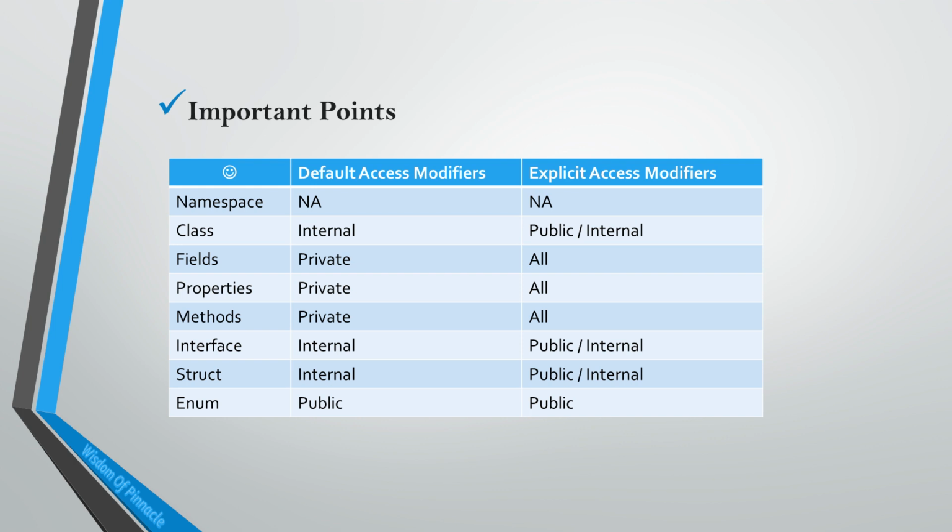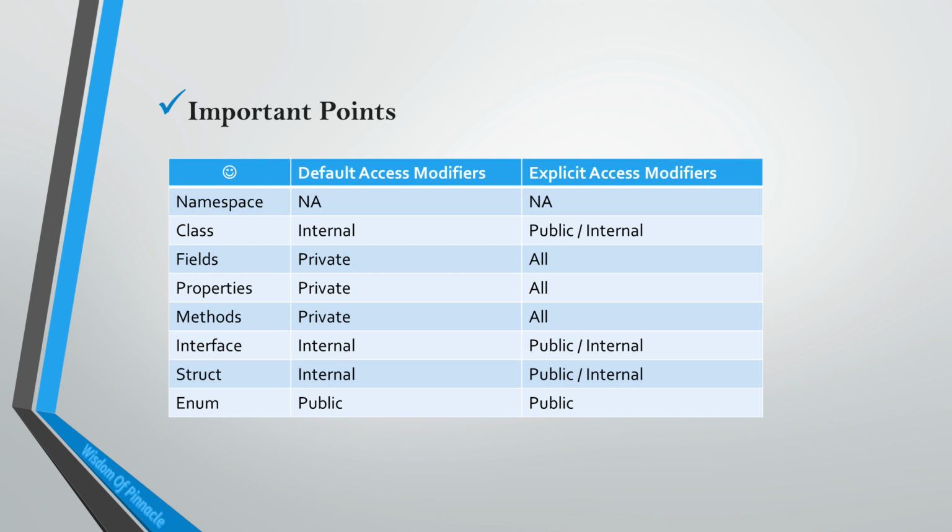Next is class. The default access modifier for class is internal, and we can explicitly apply public or internal access modifier only on class. Next are fields, properties, and methods. The default access modifier for fields, properties, and methods is private, and we can apply all of the five available access modifiers on them depending on the requirement.